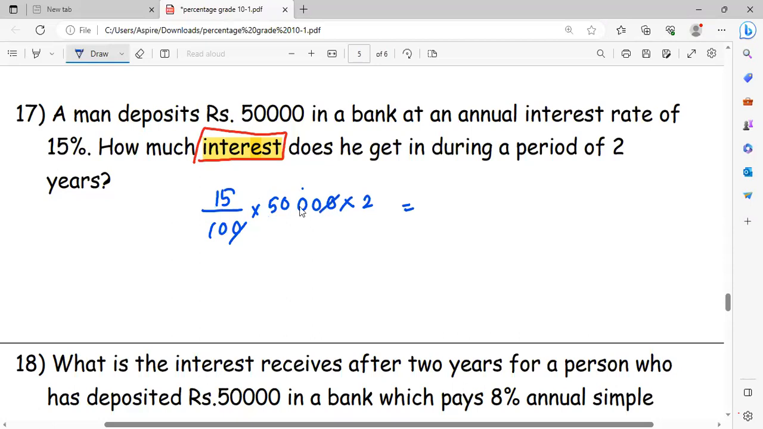Zeros are cancelled like this. Then 5 into 15, it is 75. 75 times 2, it is 150. That means the amount he obtained at the end of the second year is 150,000 rupees as the interest.